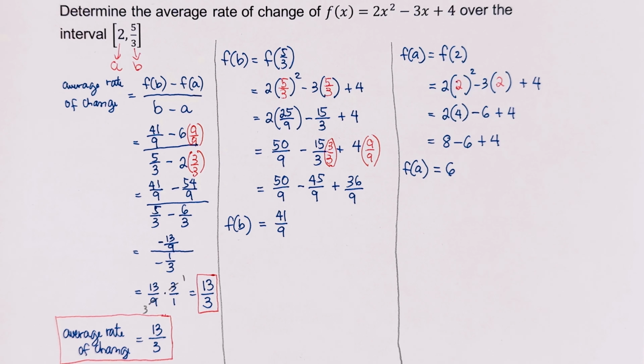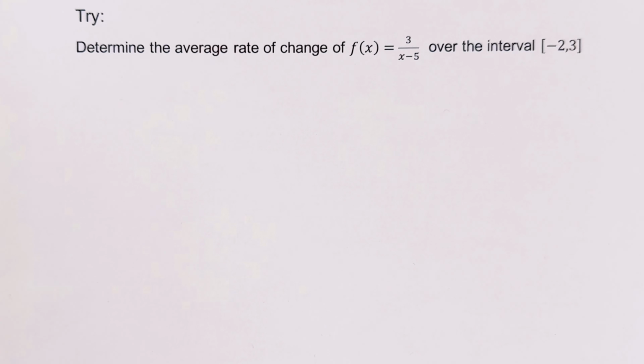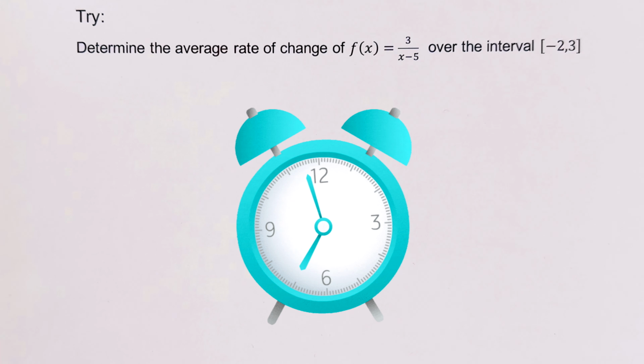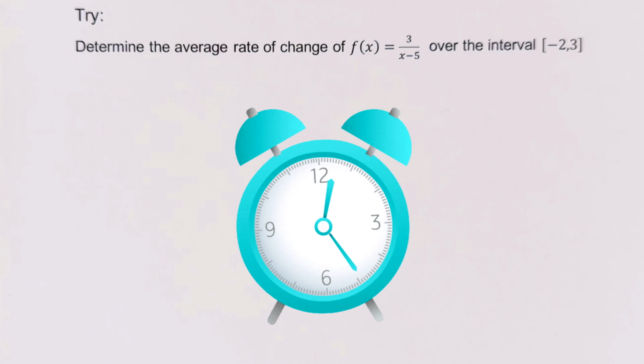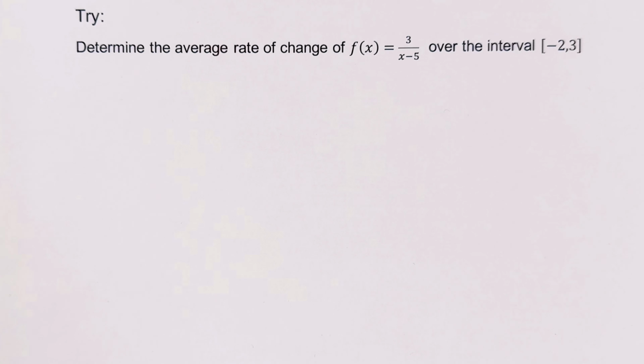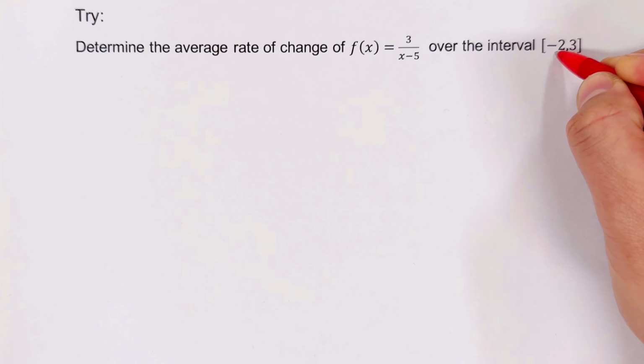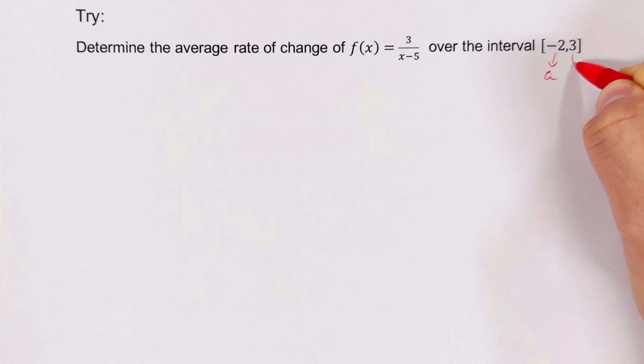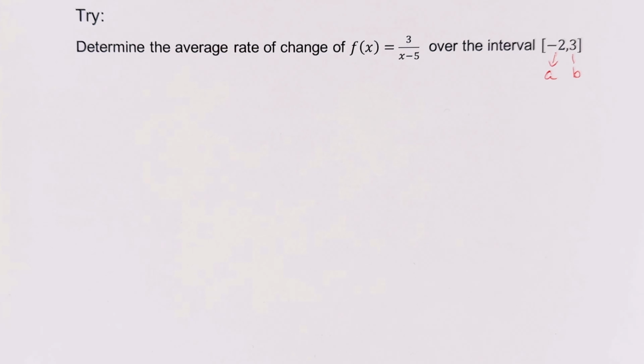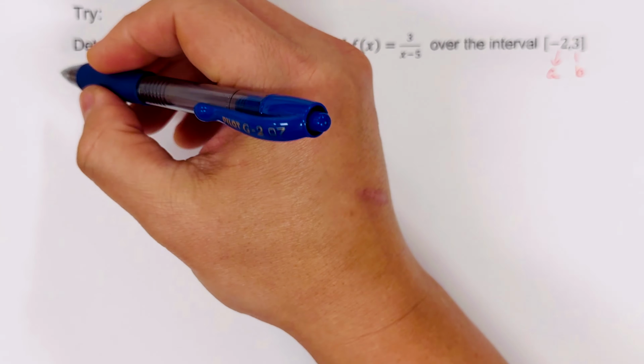Now let's have another example. At this time, I would encourage you to pause this video and try this problem out on your own. And when you're done, unpause it and check your answer. Okay, so we go over this problem. This is our A and this is our B. We write the equation for the average rate of change.